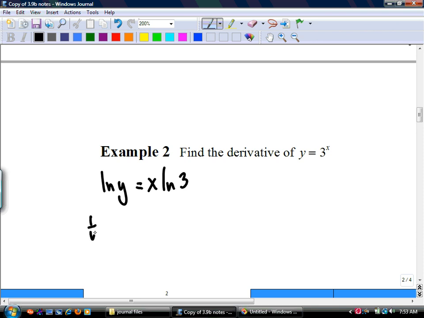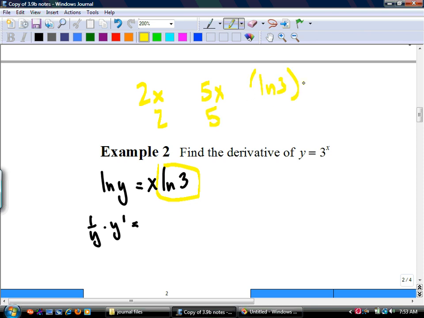One over y times y prime. Take the derivative of the right-hand side. Now this is where kids get really freaked out. What's the derivative of 2x? 2. What's the derivative of 5x? 5. What's the derivative of ln 3 times x? ln 3. ln 3 is a constant, like 5 or 2. You need to see this as the same as these.